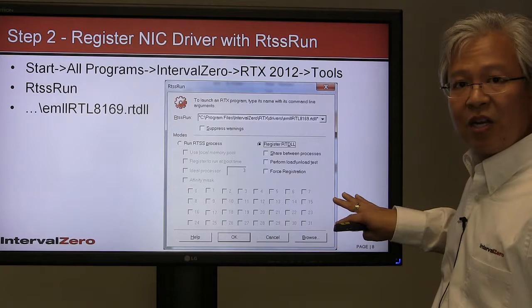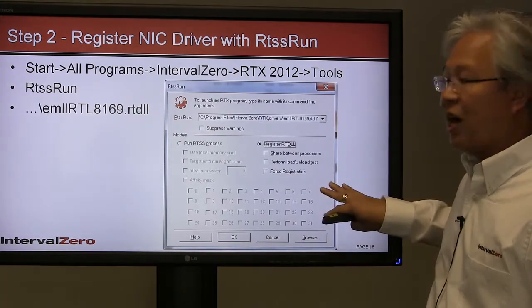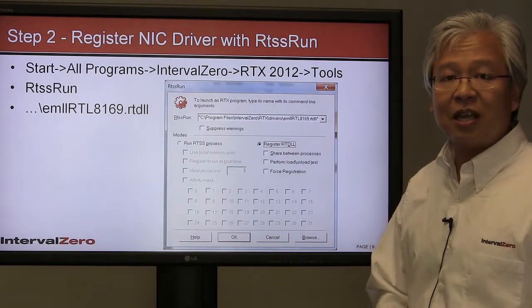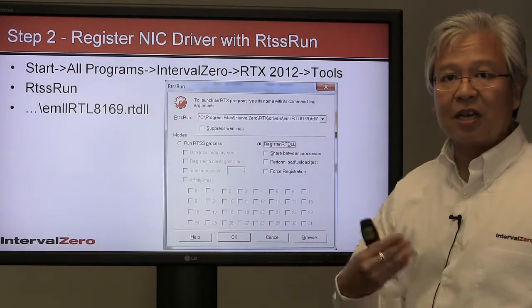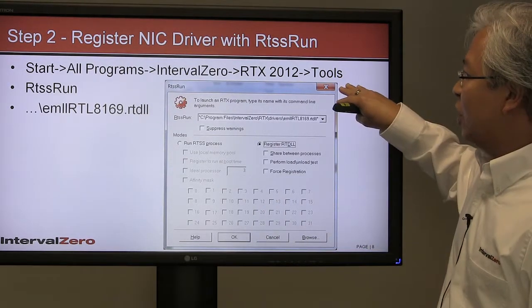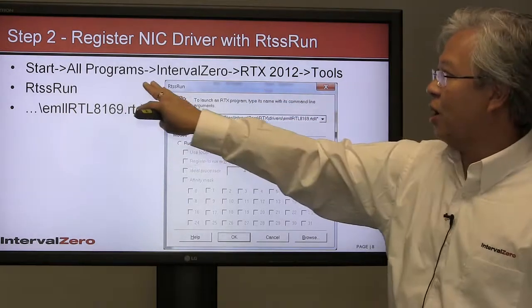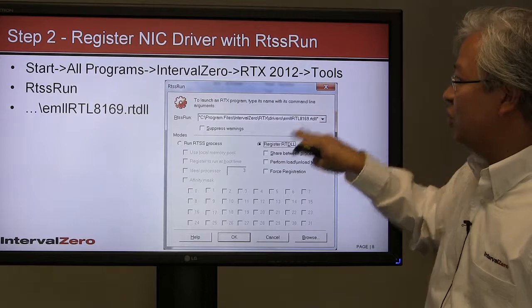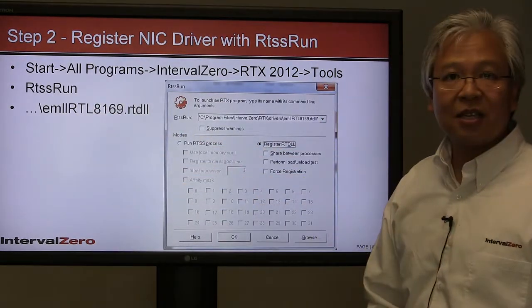Step 2, once you've done the configuration, now you're going to go back to RTX. The thing we're going to do now is set up the driver. Remember, we're using just the onboard NIC to communicate across the EtherCAT network. Here's where you go under the Start menu, All Programs, Interval 0, RTX 2012 and Tools. You'll find a program called RTSS Run.